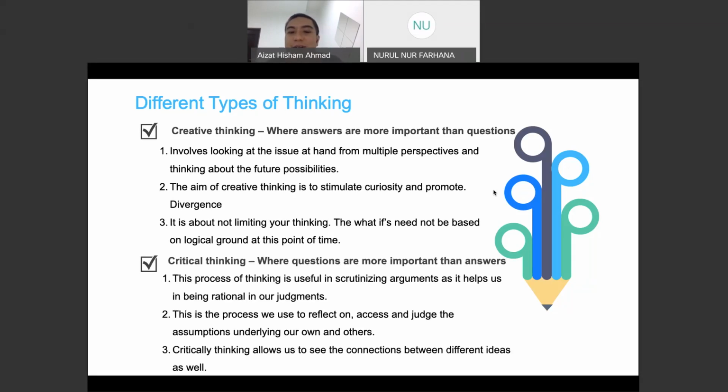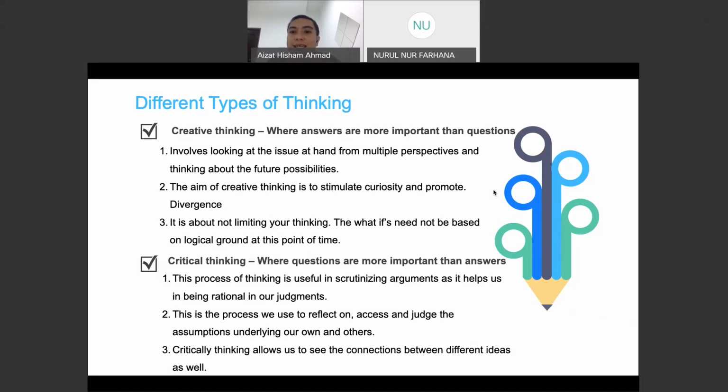The second type is critical thinking. Just now, creative is when answers are more important than questions. But critical thinking is when questions are more important than answers. What does it mean by that? You have answers that you want to achieve. Again, in utilitarianism, it is the means to an end. How you achieve something is more important than that achievement itself.